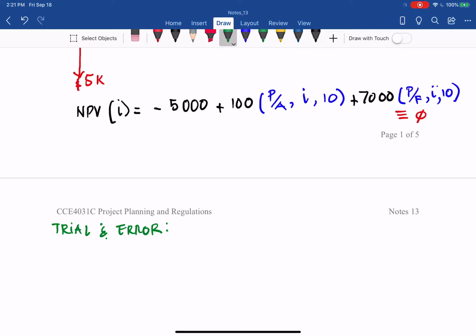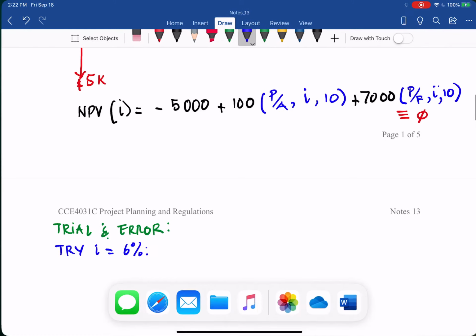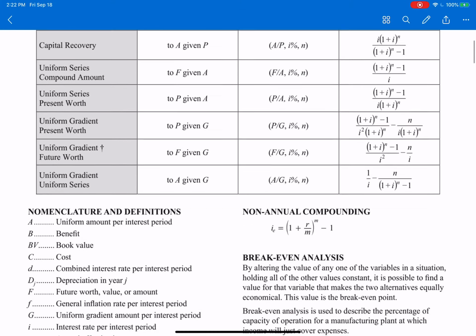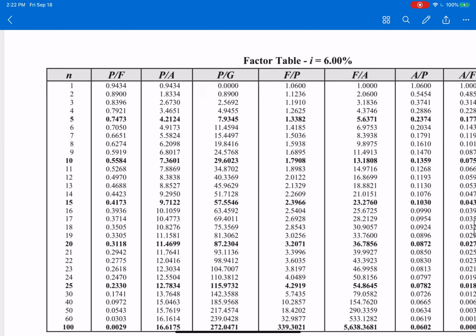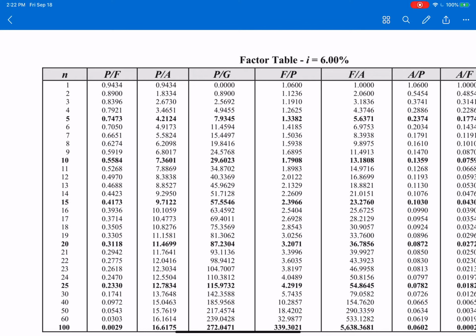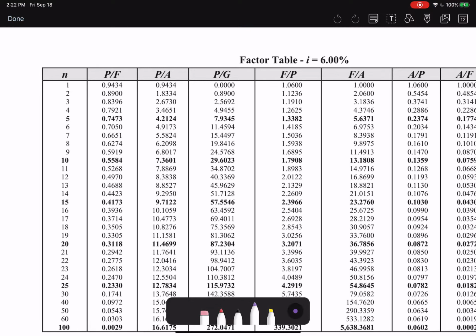So the first try, let's see. Let me try I equal to 6% and plug into that equation. What do you have? So 6%, go to the reference and look for the 6% table. We have two components, P over A, I, 10, that factor, and then P over F, I, 10, 0.5584.